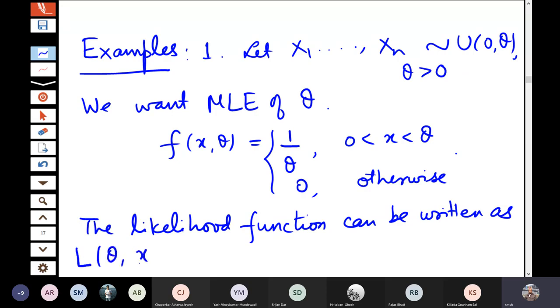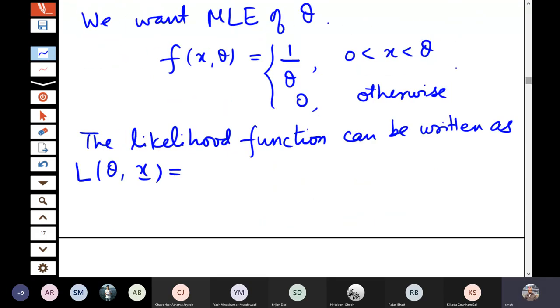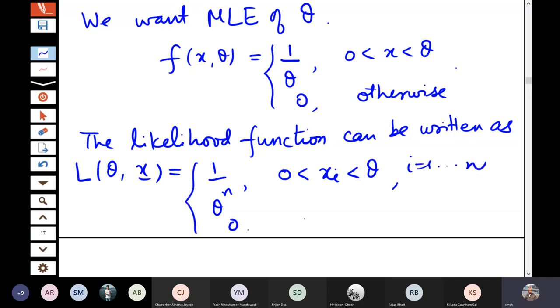L(theta, x). The density is 1 by theta, so n times you will write it, it is equal to 1 by theta to the power n, with 0 less than xi less than theta. It is 0 otherwise.